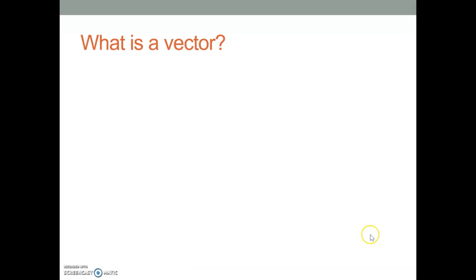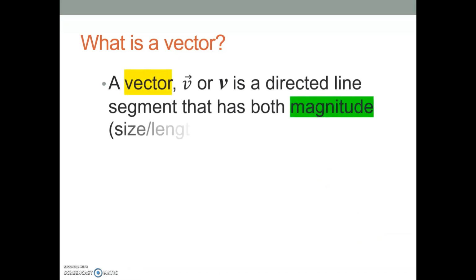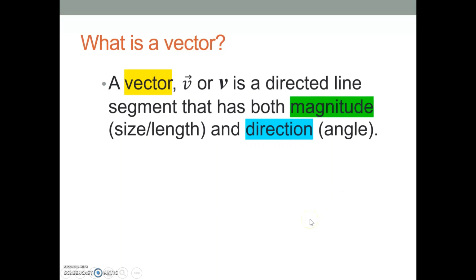What is a vector? A vector is a directed line segment that has both magnitude and direction. We use a lowercase letter with an arrow or a bold lowercase letter to signify a vector. Magnitude is the size or length, and it is symbolized by the vector enclosed in double bars, and the direction is an angle. We'll use theta.